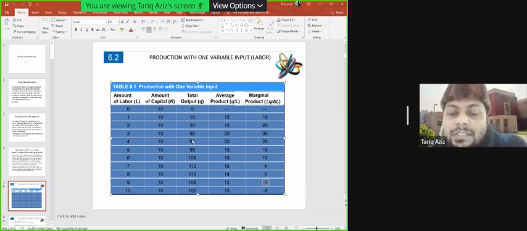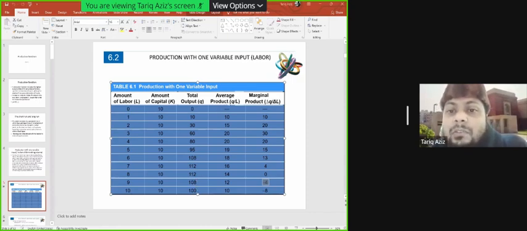So initially the total output increases at an increasing rate, then it increases at a decreasing rate, then it becomes constant, then after some time it starts decreasing. The total output that is denoted by Q starts decreasing.